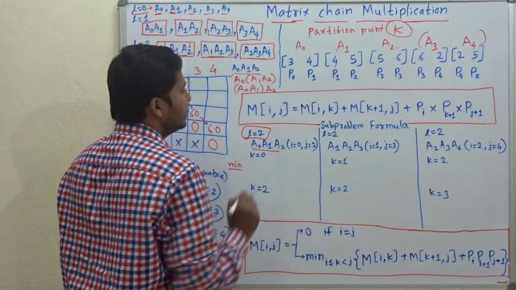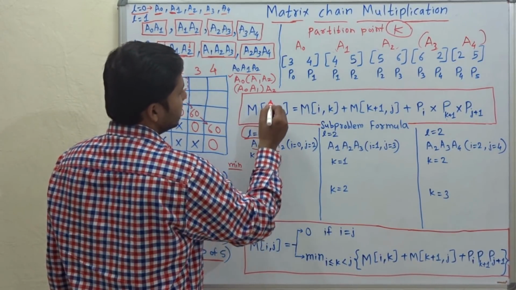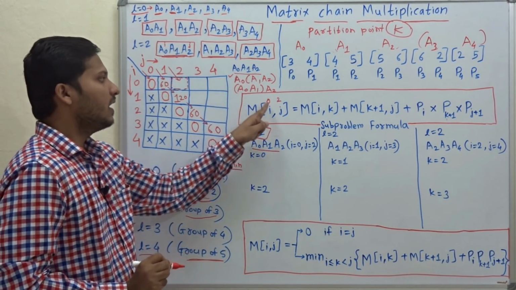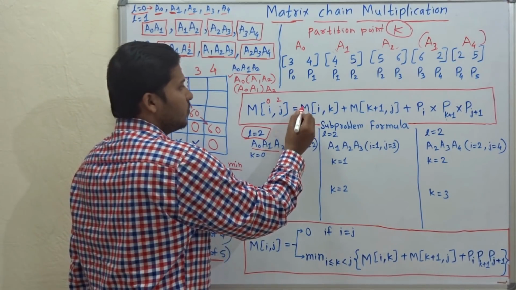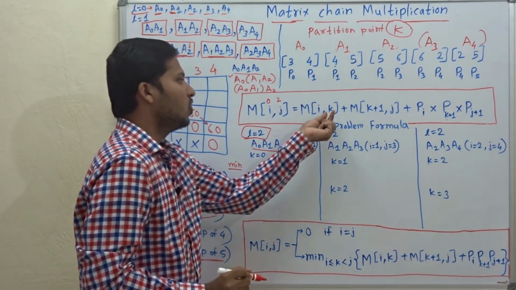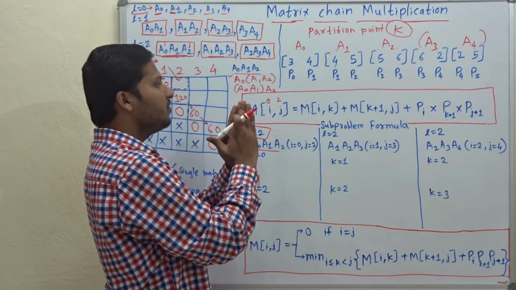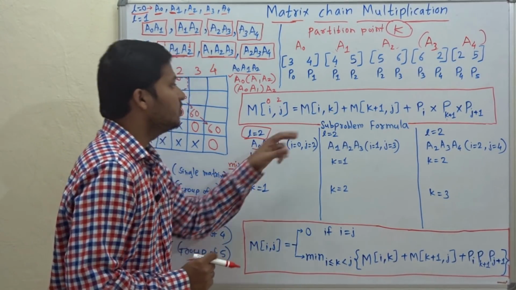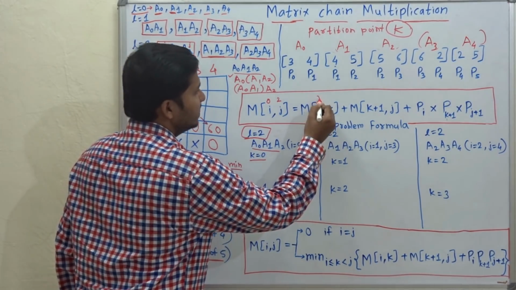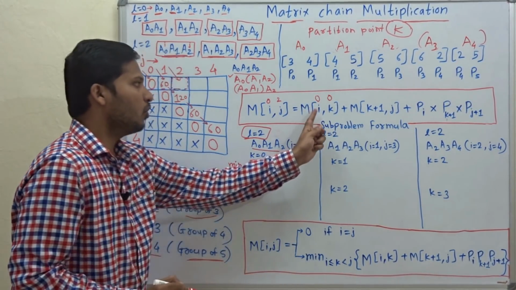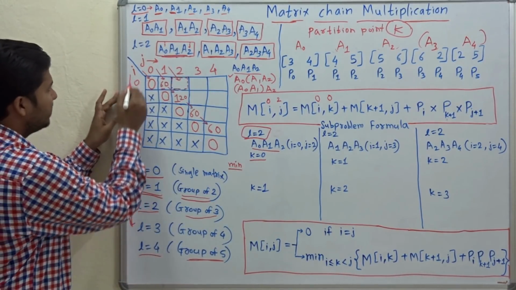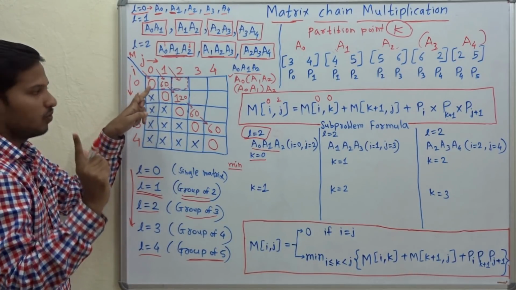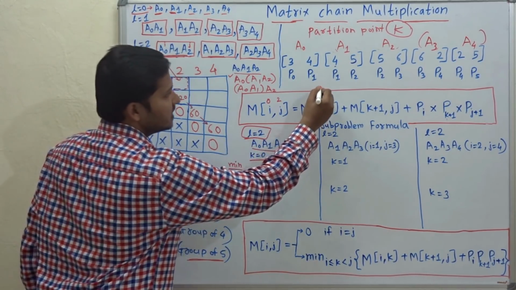See, M of ij means here I is equal to 0 and j is equal to 2. For A0, A1, A2, I is 0 and j is 2 is equal to M of ik, because k is the partition point from where we are dividing the group. So for k is equal to 0 here, M of I is 0 and k is 0, means M of 0, 0. So let's see in the matrix, this is the matrix M, M of 0, 0. That means A0. So A0 is separated.